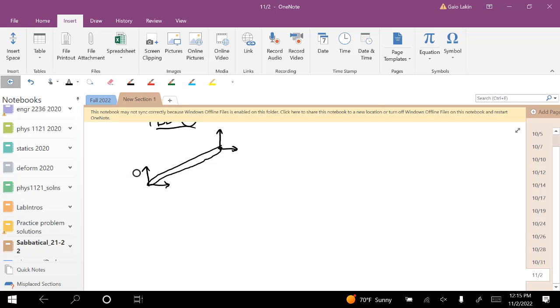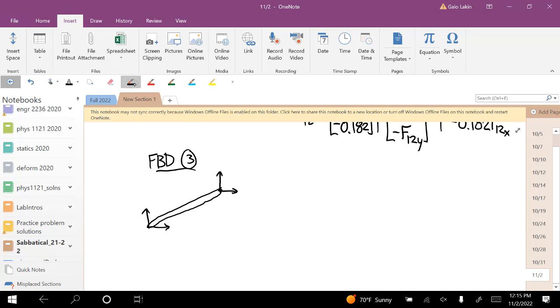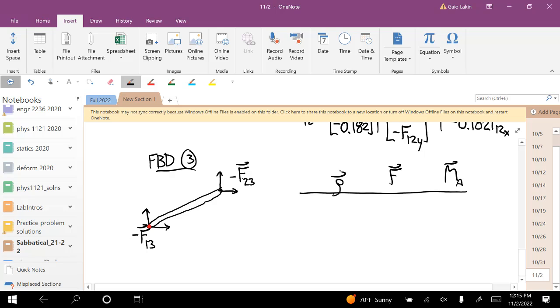So here there's a negative F13, is that what I said? And then up here there's a negative F23, and that's it. And I guess I'll put the about point here. So rho, force, moment. Well, I guess the length of that has to be 0.5, right? And the horizontal length of it and the height has to be 0.182.